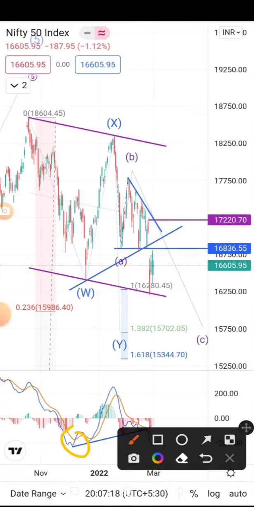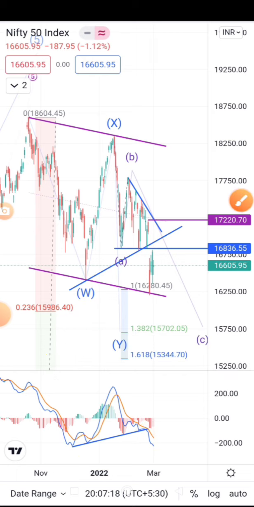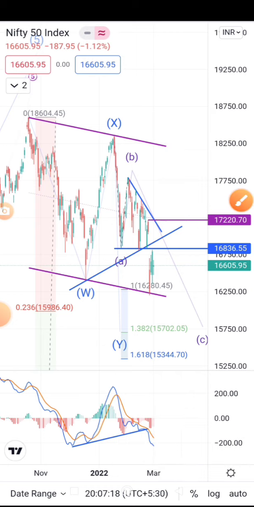Notice here MACD has broken the previous low which it had made when it made low of 16,410. So once it made 16,200 low, it has broken the previous low. That is again a bearish signal. For bullish signal, we should wait for 17,221 to be broken. Then we can assume that it is going towards upper end of the channel. Until that, I'm still going to assume the bearish case.